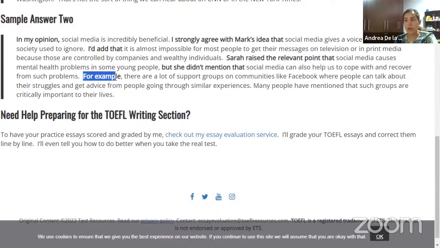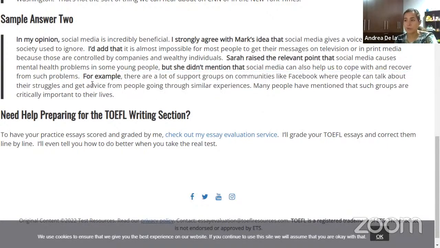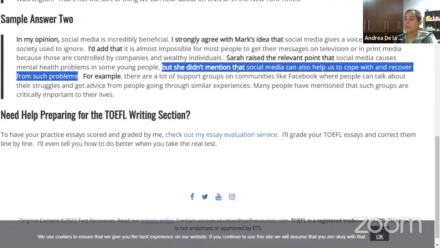For example, there are a lot of support groups on communities like Facebook, where people can talk about their struggles and get advice from people going through similar experiences. It's a great example, and it is related to what was said previously, right? Now, many people have mentioned that such groups are critically important to their lives. Well, that's just continuing elaborating the same idea.